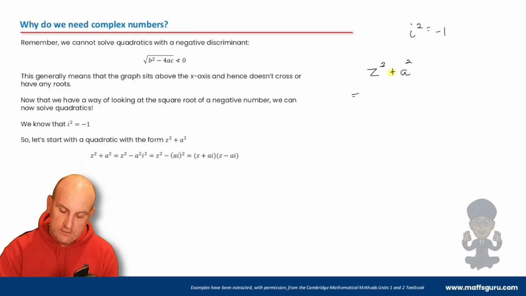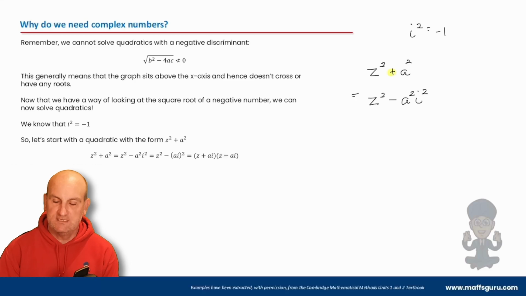Hold on a moment. What if I use the idea that z squared minus a squared i squared was exactly the same thing? Now, again, let's unpack that. i squared is -1. -1 times minus gives me the positive. So actually, these things here are exactly the same.